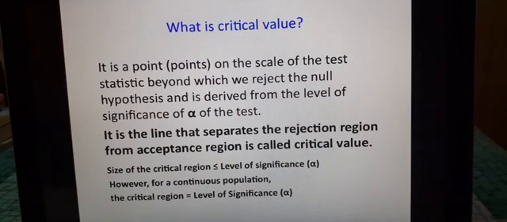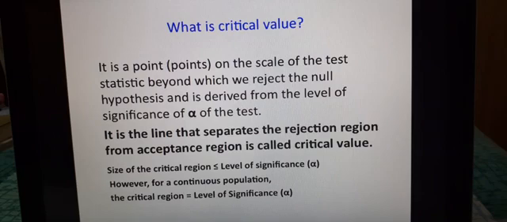Now, coming to the second one. What is the critical value? It is a point or points on the scale. Point in the case of a one-tail test and points when we talk about the two-tail test, because it is on the two sides of the distribution. On the scale of the test statistic, beyond which we reject the null hypothesis, and it is derived from the level of significance, alpha, of the test. So we can see the significance of alpha. It is important both for comparing the p-value as well as for defining the critical value.